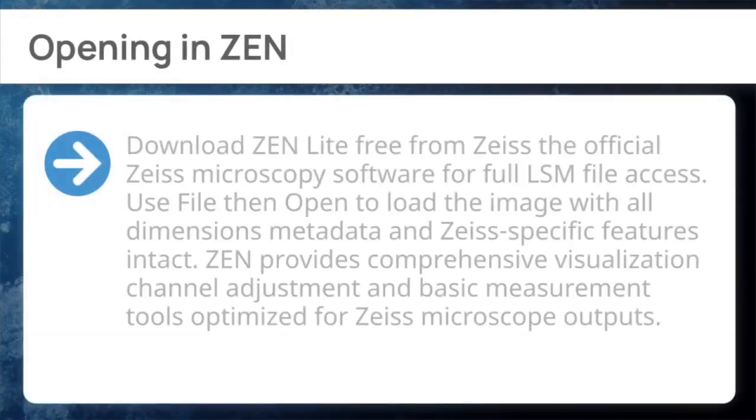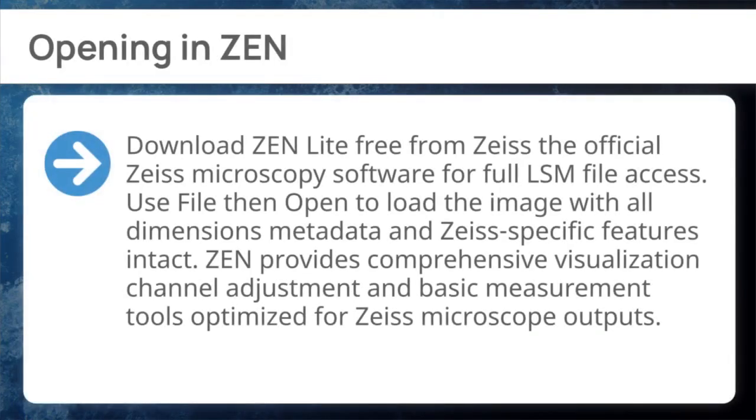First, opening in Zen. Download Zen Lite free from Zeiss, the official Zeiss microscopy software, for full LSM file access. Use File, then Open to load the image with all dimensions, metadata, and Zeiss-specific features intact. Zen provides comprehensive visualization, channel adjustment, and basic measurement tools optimized for Zeiss microscope outputs.